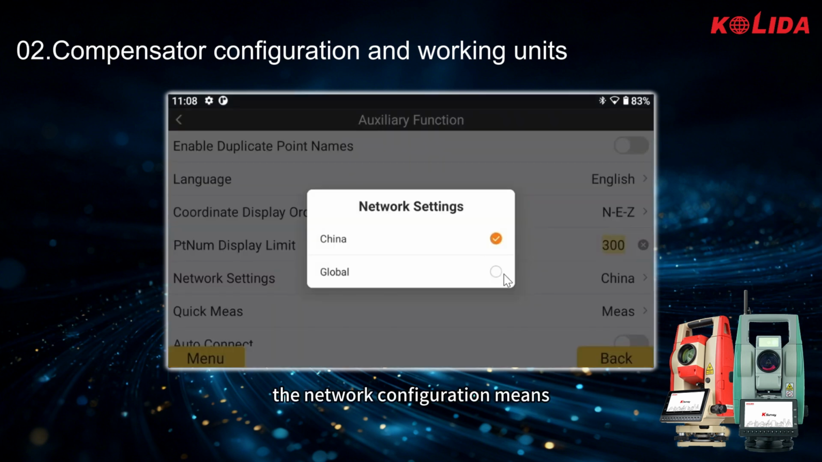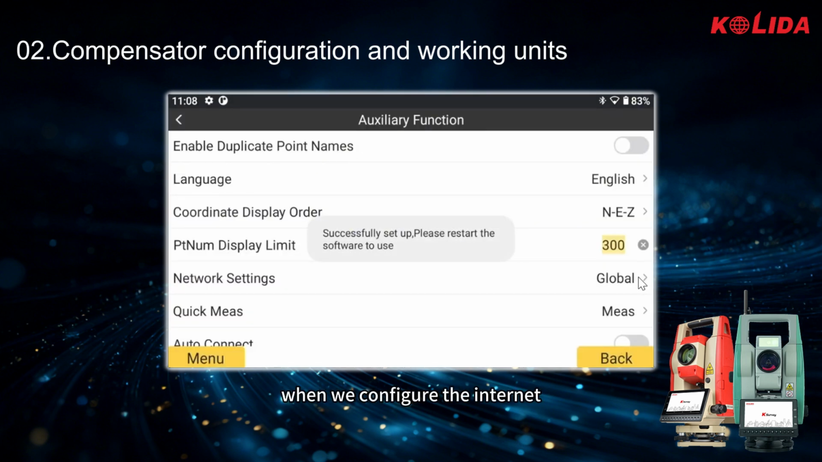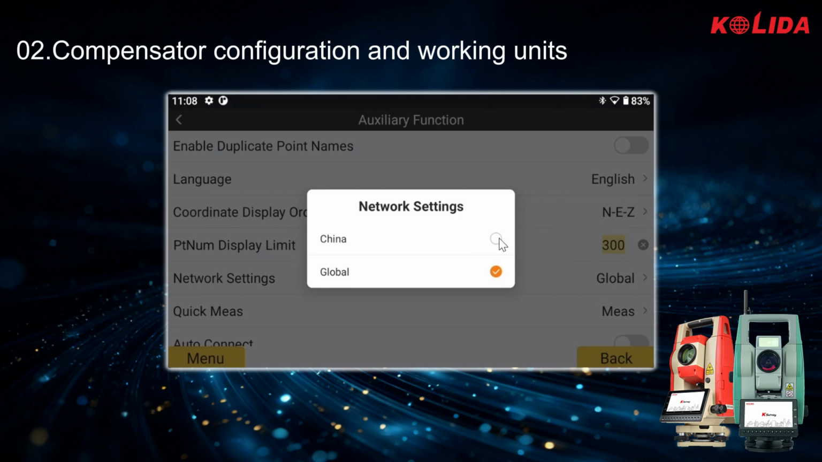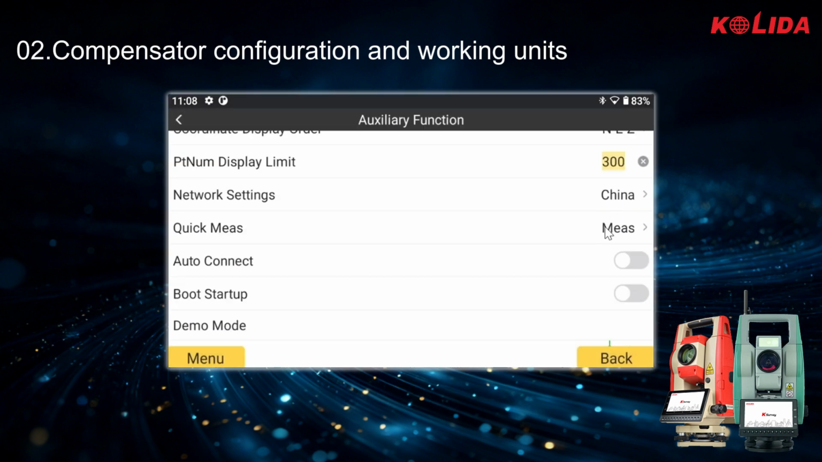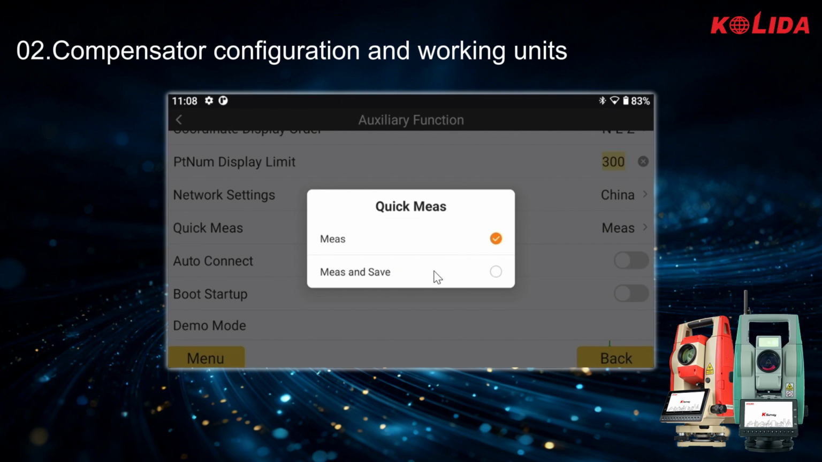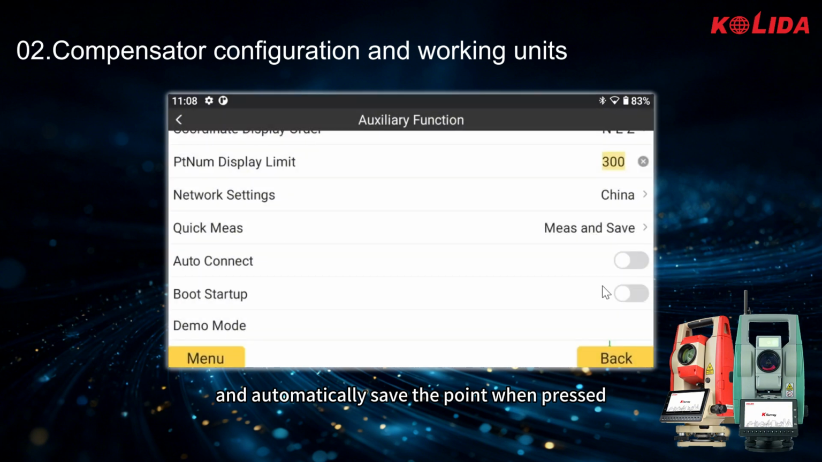The network configuration means when we configure the internet that it is configured as global. And this is for the quick measurement button if we wanted to measure only when pressed or to measure and automatically save the point when pressed, which would be ideal.